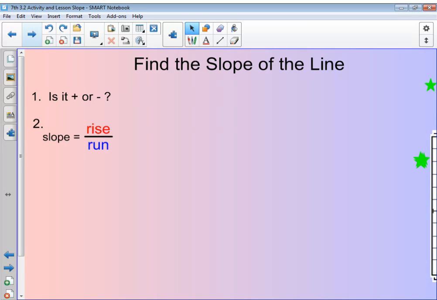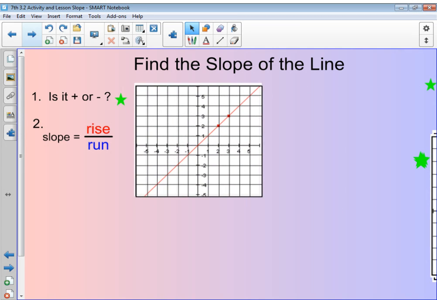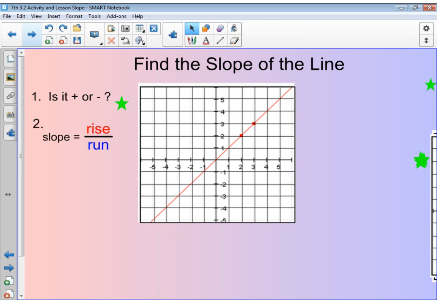One more. On this one, you would get a positive 1/1, which is the same as 1. Okay, that's it for finding slope from a graph. Good luck with this one, and just remember, it's always your rise over your run.